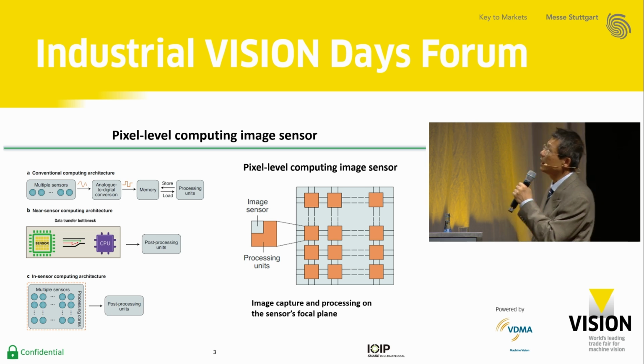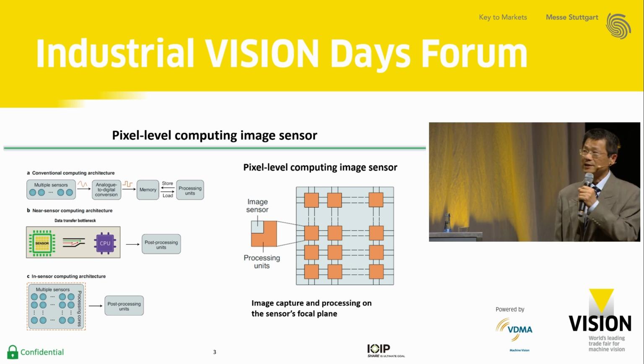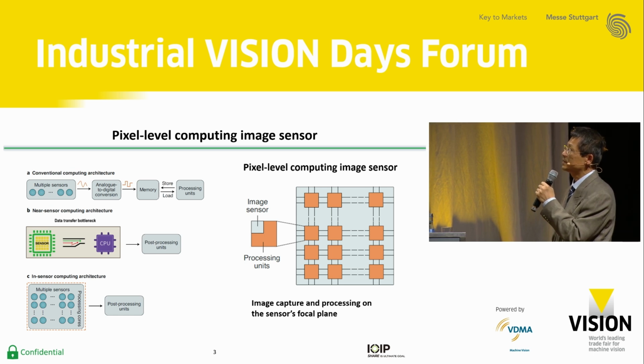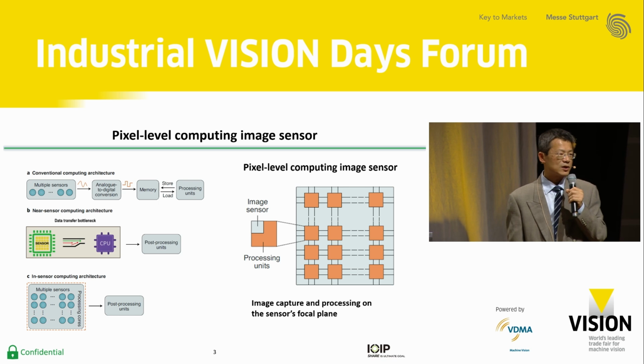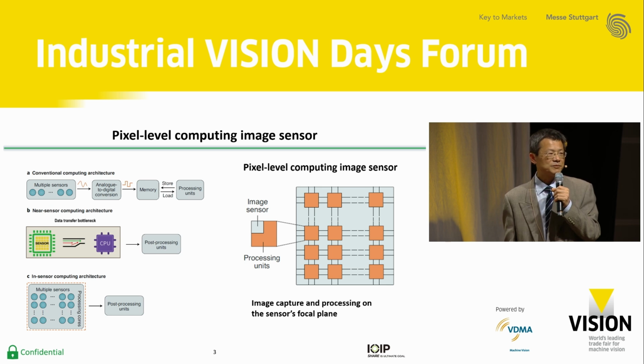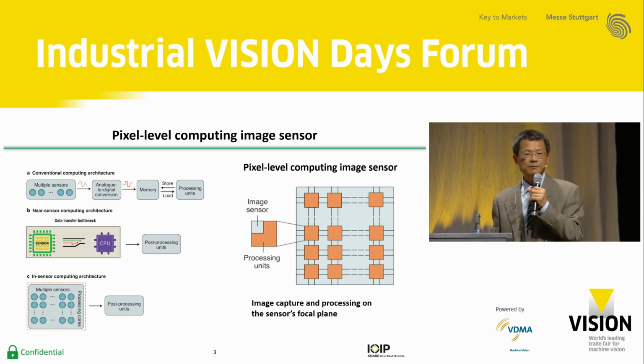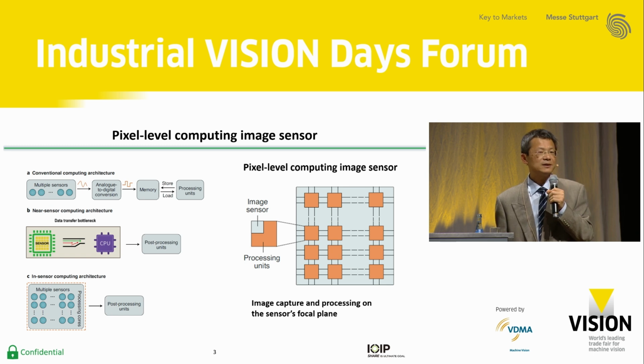So we can see the drawing on the right side. Here we can see the image sensor together with the processing unit. That means every pixel has a processing unit with it, so you can find that there is a lot of processing in parallel. That is our architecture. That means we can get the pixel and the computation simultaneously.